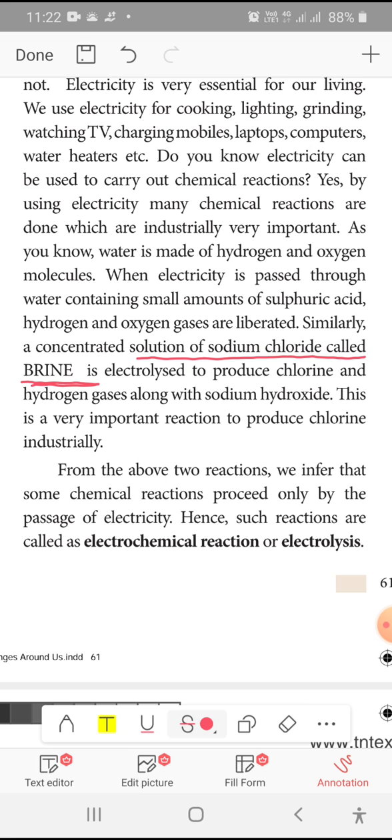So this type of reaction is called an electrochemical reaction. Now you can say what is an electrochemical reaction. Some chemical reactions proceed only by the passage of electricity. Hence such reactions are called electrochemical reactions or electrolysis.